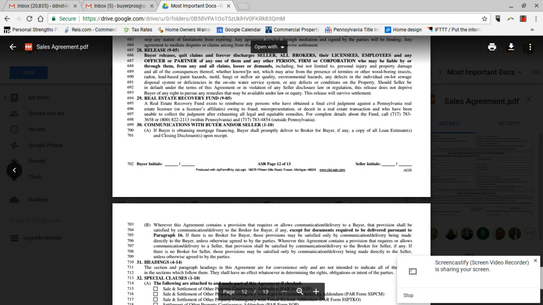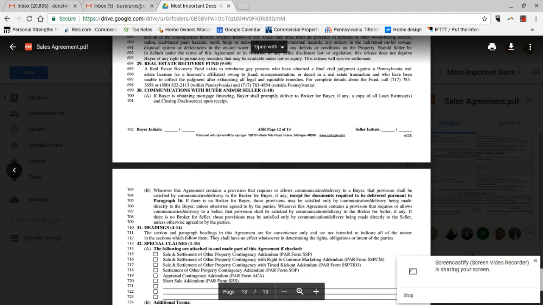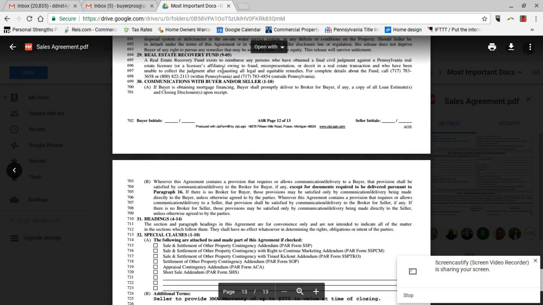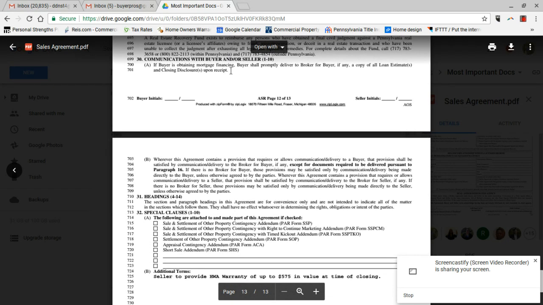Buyer will not sue any of the brokers if they have a problem with the property after they move in. Real estate recovery fund: if you feel an agent's done something illegal, you can call them at one of those numbers. Communication with buyers and or sellers, that's an important one. If the agent delivers something to you, that is considered delivered from the seller to the buyer, whether you delivered it to your buyer yet or not. So in that loan commitment scenario, had the agent sent that commitment letter to me at 11:59 p.m., and I didn't check my email until 12:01, and I didn't deliver it until 12:01, it's still considered delivered to the seller on time because she got it to me within that time frame.